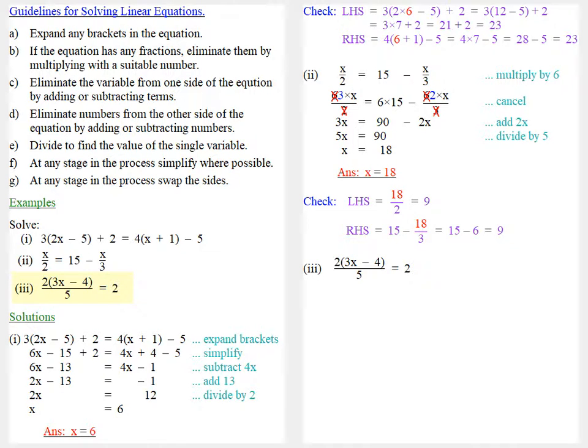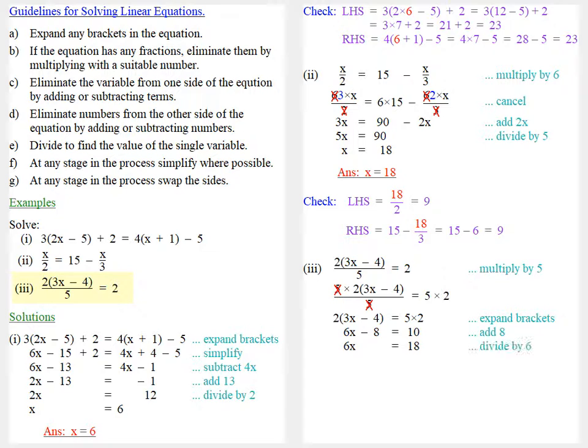In question 3, we've got 2 into 3x minus 4 all over 5 equals 2. Now we can get rid of the fraction, first of all, by multiplying both sides by 5. So this gives us 5 times 2 into 3x minus 4 over 5 equals 5 times 2, and the 5's cancel. So 2 into 3x minus 4 equals 5 times 2, and expanding the brackets, 6x minus 8 equals 10. Adding 8 to both sides gives us 6x equals 18, and then dividing by 6 we get x equals 3.